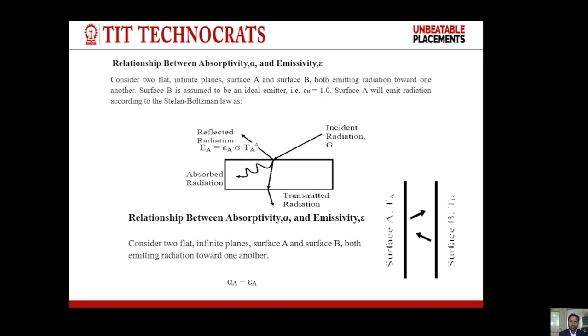given here. We can say that by considering two flat infinite plate surfaces, A and B, both emitting radiation towards one another. Surface B is assumed to be an ideal emitter, that is epsilon B is equal to 1. Surface A will emit radiation according to the Stefan-Boltzmann law. So now if we discuss the absorptivity and emissivity relation, for this surface, the absorptivity of surface A will be equal to the emissivity of A.